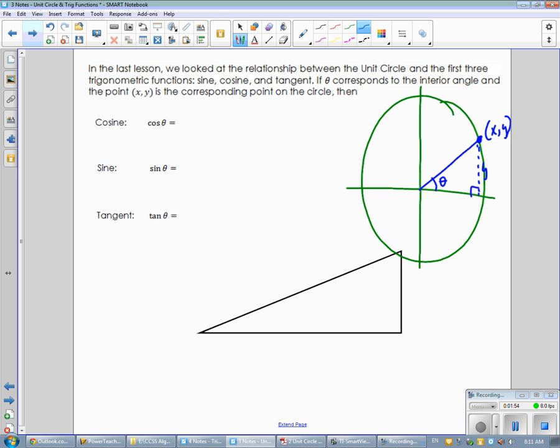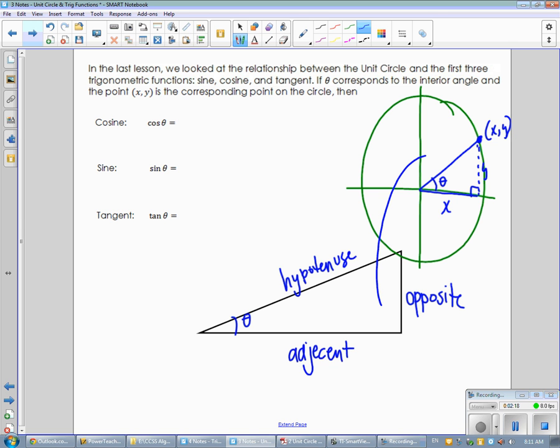The x value of that point is going to correspond to the adjacent side of my triangle. So in geometry, this angle was called theta, and then we had the side opposite theta. We had the side that was adjacent or next to theta, and then we had our hypotenuse. And all we're doing is basically taking this triangle and putting it in a unit circle. When we do that, remember, because it's called a unit circle, our hypotenuse just has a length of 1.